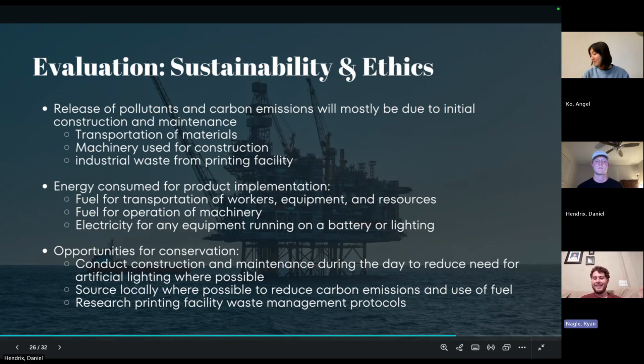To do this, it would be best to conduct construction and maintenance during the day to take advantage of natural light rather than having to spend money on powering artificial light, and also sourcing locally where possible and feasible. Because if you're sourcing locally, that's a lot less transportation distance and a lot less fuel and fuel cost for moving materials and machinery around. And again, there can always be improvements on protocols for waste management.